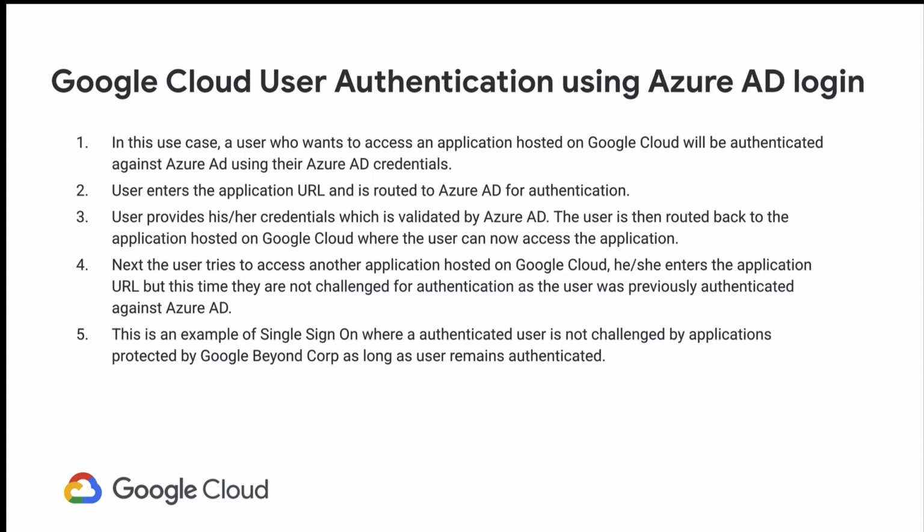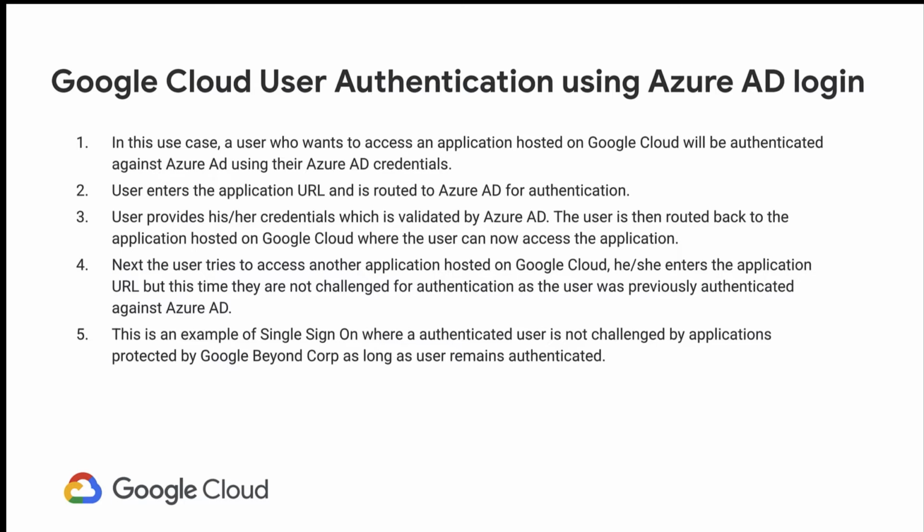In terms of the steps that we will go through, we will use a user on Google Cloud who wishes to access an application hosted on Google Cloud, and this user will be routed to Azure AD to provide their credentials. The user will enter their credentials and will be successfully routed back to the application hosted on Google Cloud. All of this is because the Google Cloud environment has been configured for a SAML-based identity provider, which in this case is Azure Active Directory.